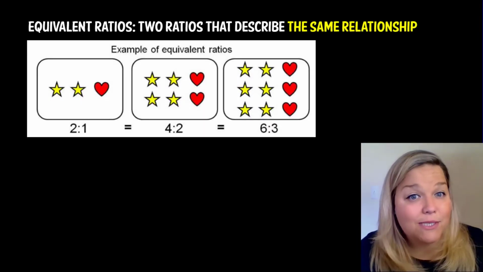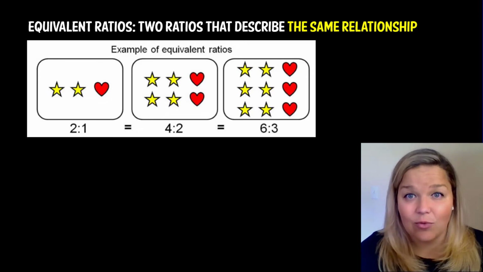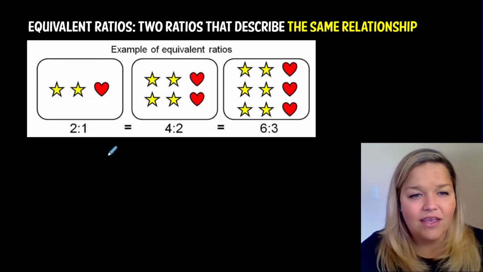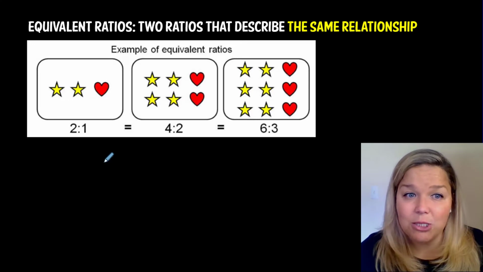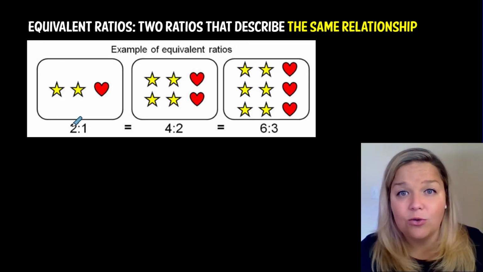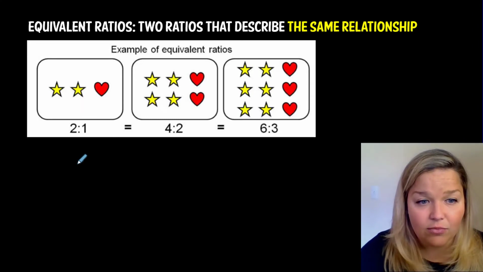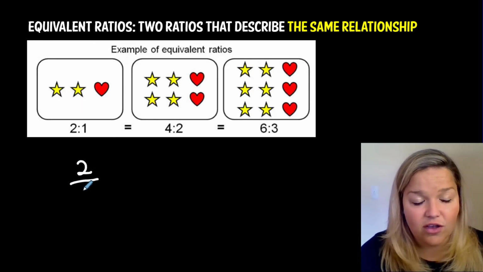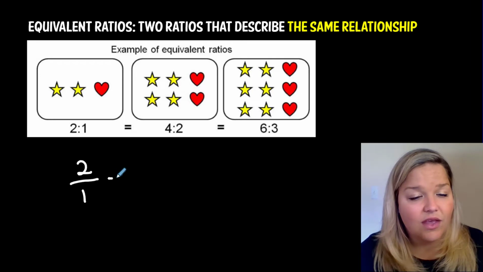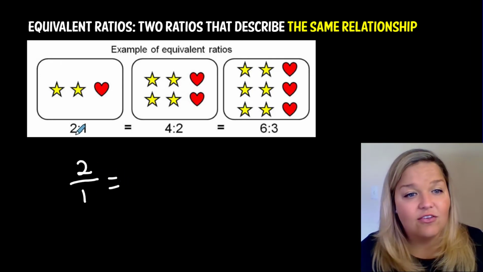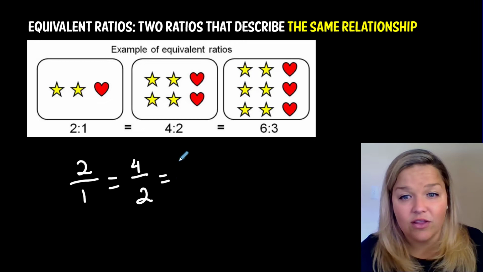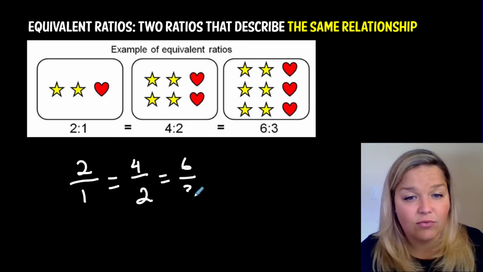Equivalent ratios, as I was saying, are two ratios that describe the same relationship. Let's look at an example. Here in the picture, you can see that the ratio of stars to hearts is 2 stars for every 1 heart. As you recall from yesterday, you can also express ratios in fraction form. So I will display that here. 2 stars for every 1 heart. Our picture shows us that 2 stars for every heart is equivalent to 4 stars for every 2 hearts, which is also equivalent to 6 stars for every 3 hearts.